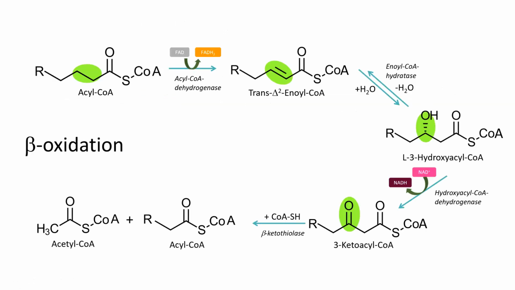Beta oxidation is the process that is used to break down straight-chain hydrocarbons and harvest the energy or the acetyl-CoA building blocks from them.